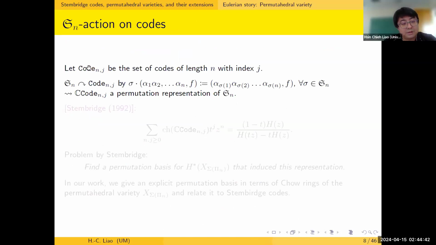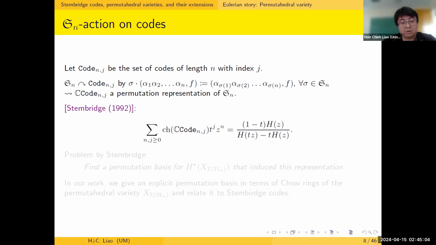Now if we let C_n^j be the set of codes of length n with index j, then we have a symmetric group acting on codes by just permuting the sequence part and leaving the f value unchanged. And this will make our linear span of codes a permutation representation of S_n.